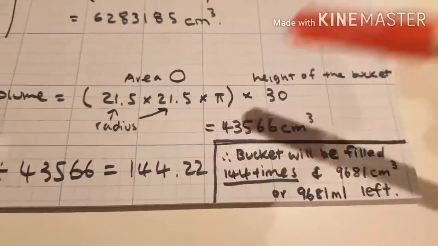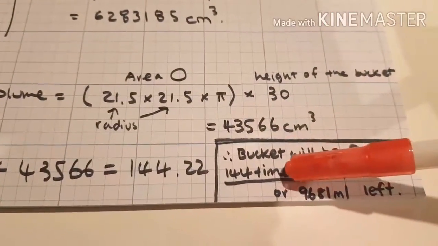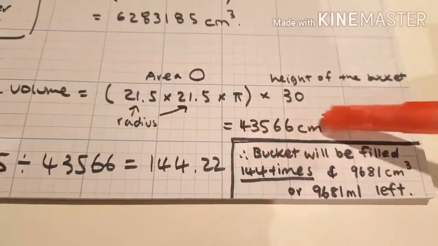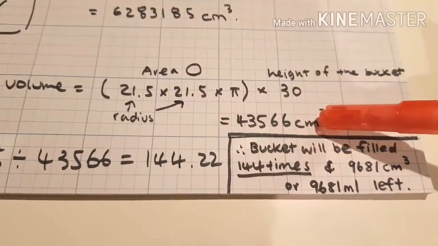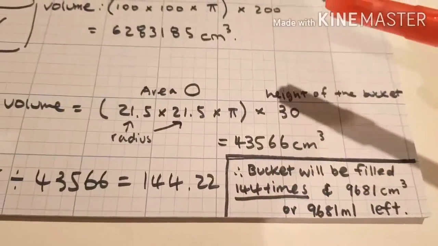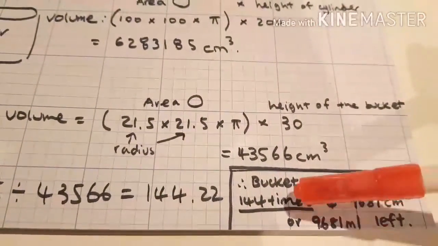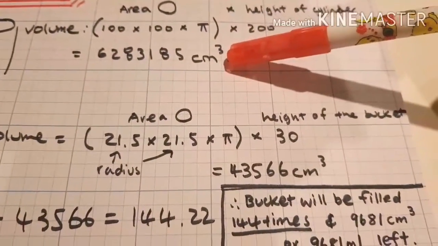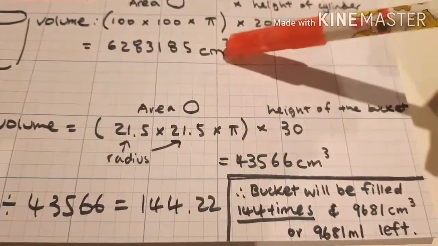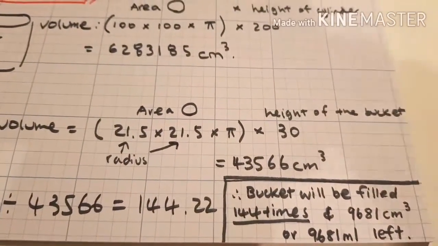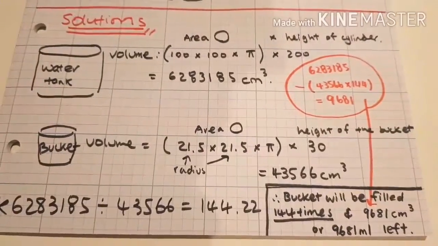How did I find out this value? Okay, so I want to know how much it has been filled. So for this much, the volume of the bucket times 144, then I'll get a value that's close to this value, right? So just subtract it from there, then you'll get that. Okay, there you go. I wrote down the working.